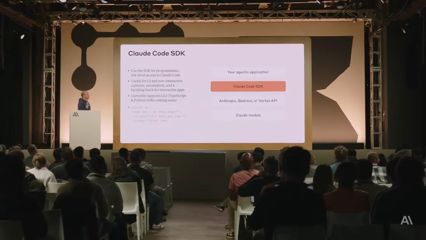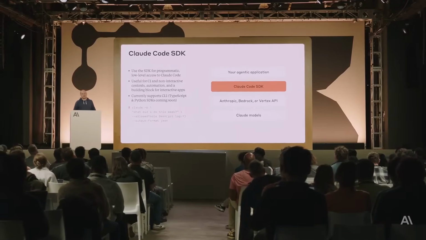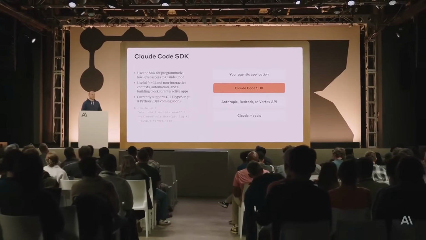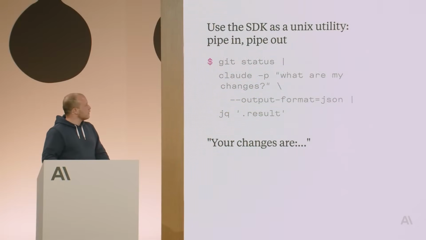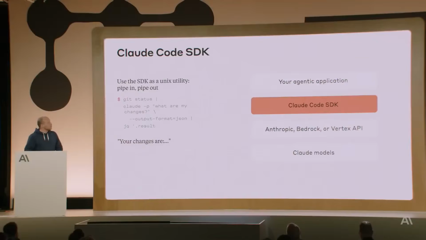So this is awesome for building on. We use this in CI all the time. We use this for incident response. We use this in all sorts of pipelines. So really convenient. Just think of it as like a Unix utility. You give it a prompt, it gives you JSON. You can use this in any way. You can pipe into it, you can pipe out of it. The piping is also pretty cool.